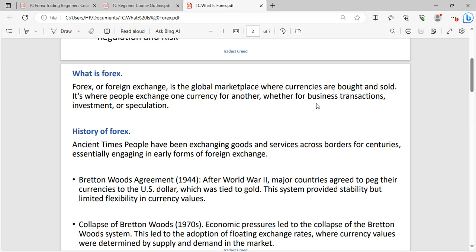So we're going to go straight into what Forex is. Forex basically is a market where we buy and sell, but we don't buy and sell tomatoes or cooking stuff or anything. We buy and sell currencies. You buy one currency in exchange for another.